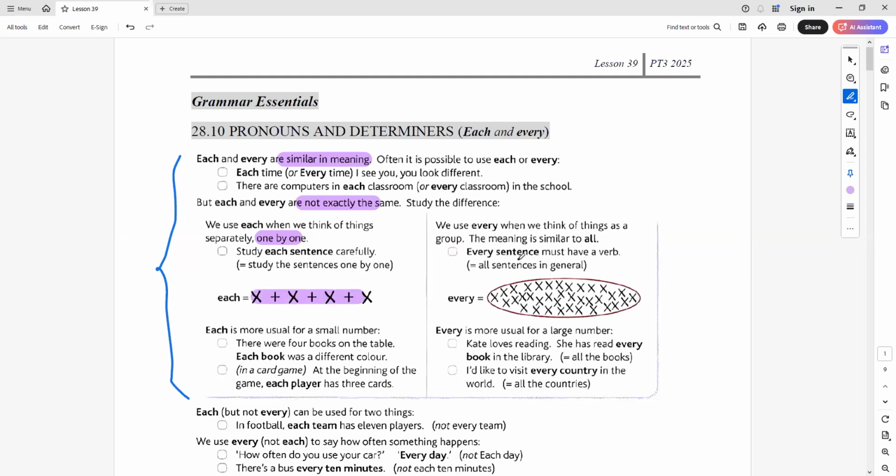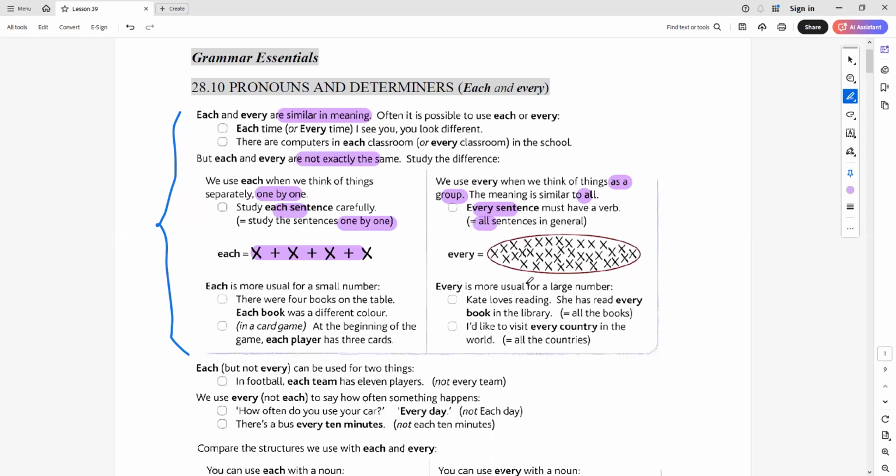But if you come to every, it is different. When we use every, we think of it as a group. It's not one by one, it's as a group. The meaning is similar to all. So every sentence must have a verb, it means all sentences. So every sentence should be all sentences, while each sentence should be the sentences one by one. So we understand that we take it as a group.